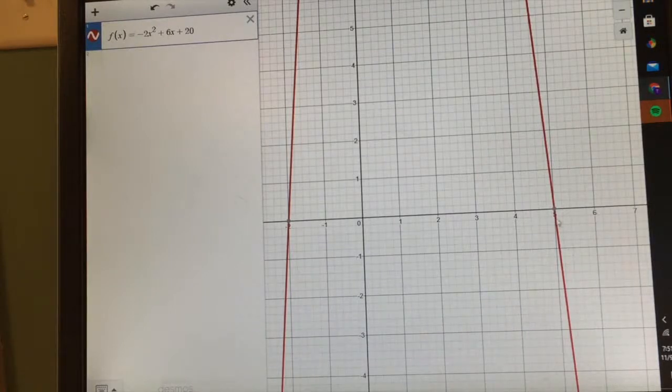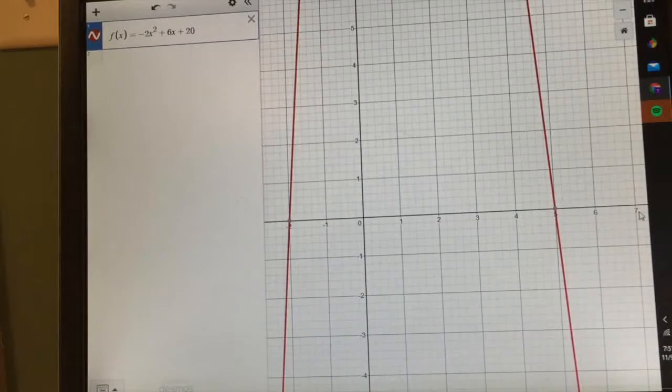It might be tempting for people to put from 5 to negative infinity because it does look like it's going down, but remember, this is from 5 to infinity as we move to the right. So these numbers are in terms of the x value, not the y value.